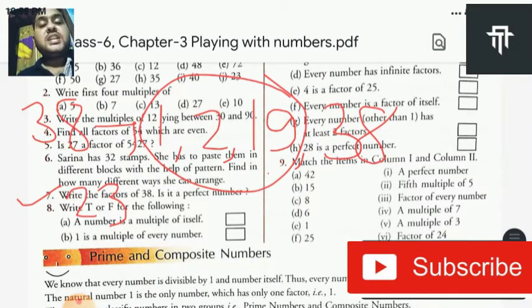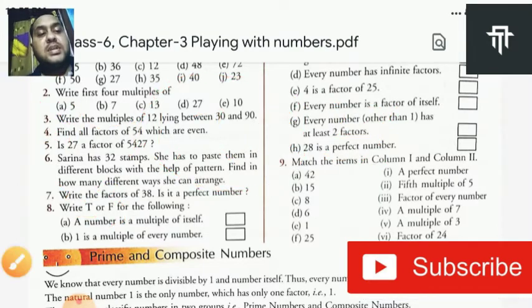So twice of 23 is 46, which is not 38. So it is not a perfect number. We can also use the second approach. Second approach is: we add all the factors, and if it is numerically equal to 38, then it is a perfect number. So it is not a perfect number.